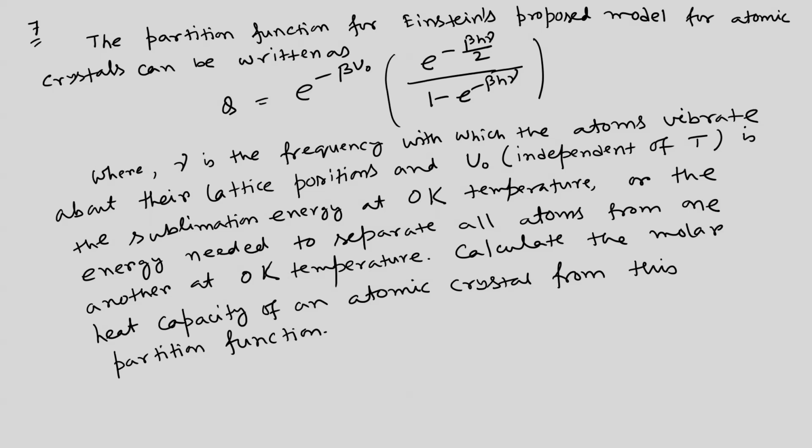It says the partition function for Einstein's proposed model for atomic crystals can be written as Q is e to the minus beta u naught e to the minus beta h nu by 1 minus e to the minus beta h nu, where nu is the frequency with which the atoms vibrate about their lattice positions, and U naught, which is independent of temperature, is the sublimation energy at 0 Kelvin temperature, or the energy needed to separate all atoms from one another at 0 Kelvin temperature. Calculate the molar heat capacity of an atomic crystal from this partition function.